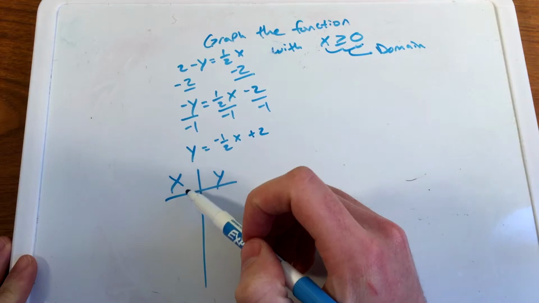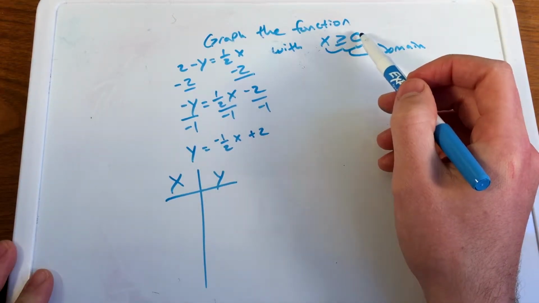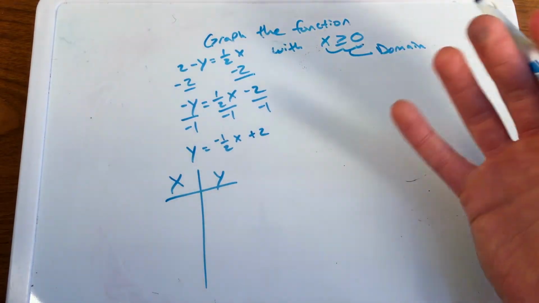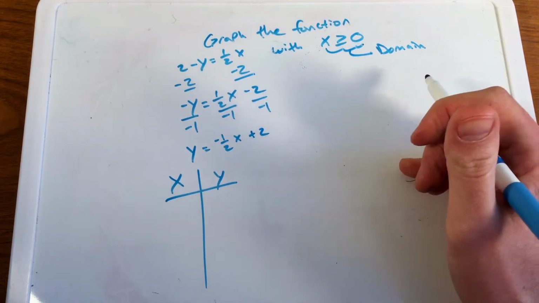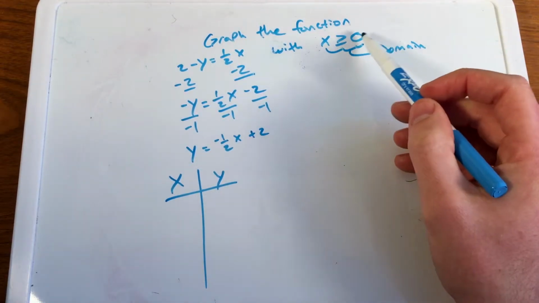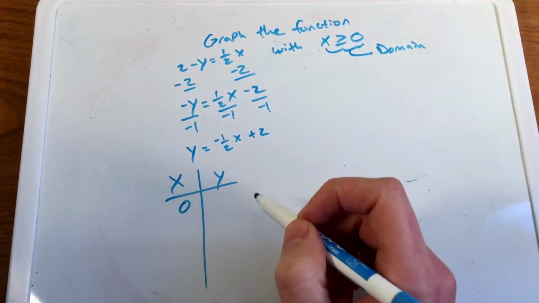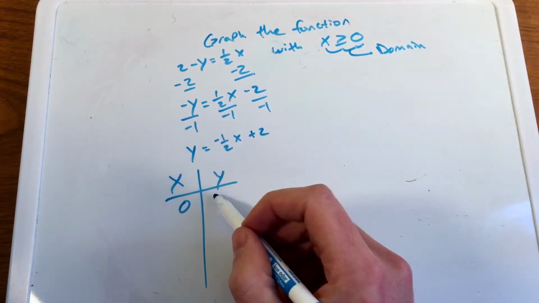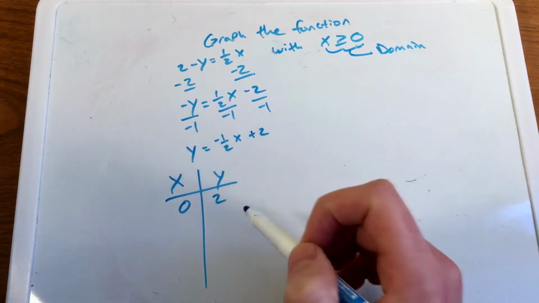And again, here's what I want to be careful with, our domain. We're given a restriction that x has to be greater than or equal to 0. So by plugging in some values, I have to make sure all the values that I'm plugging in are greater than or equal to 0. And so what I like to do is pick the first value, the lowest value in this case, which is 0 that x could be. So I'm going to put 0 in for x. I have -1/2 times 0, which is 0, plus 2 right there. So I have a coordinate point 0, 2, which will be on our graph.